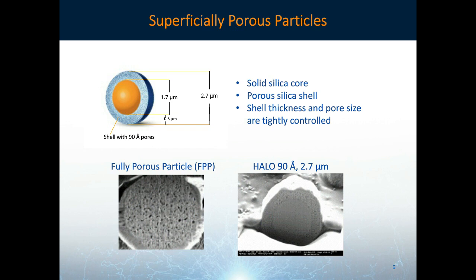And what that means is the advantages of SPP columns, or superficially porous particle columns, you're getting fast, efficient separations, lower back pressure compared to fully porous sub-2 micron particle columns. And normally these superficially porous particle columns have larger inlet frits, so they're less likely to plug. So all the separations shown today in this presentation will be using Halo fused core particles.